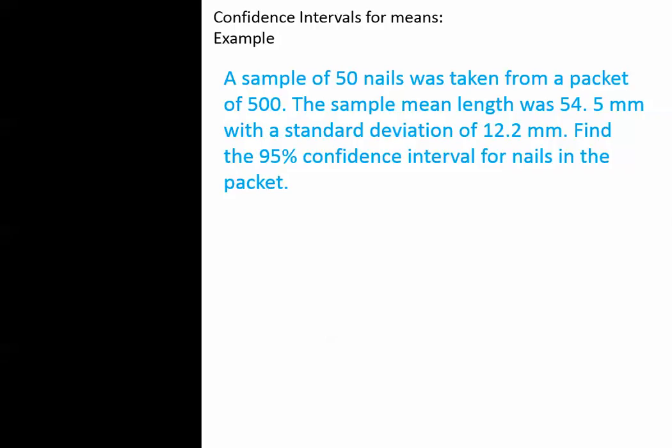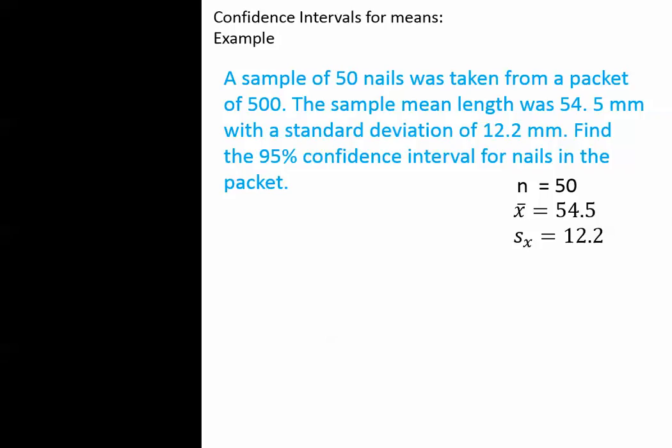Here it is: a sample of 50 nails was taken from a packet of 500. So our sample size is 50, n equals 50. Now, we measured the length of the nails and worked out the mean. It was 54.5 millimeters. And there was spread, the standard deviation was 12.2.